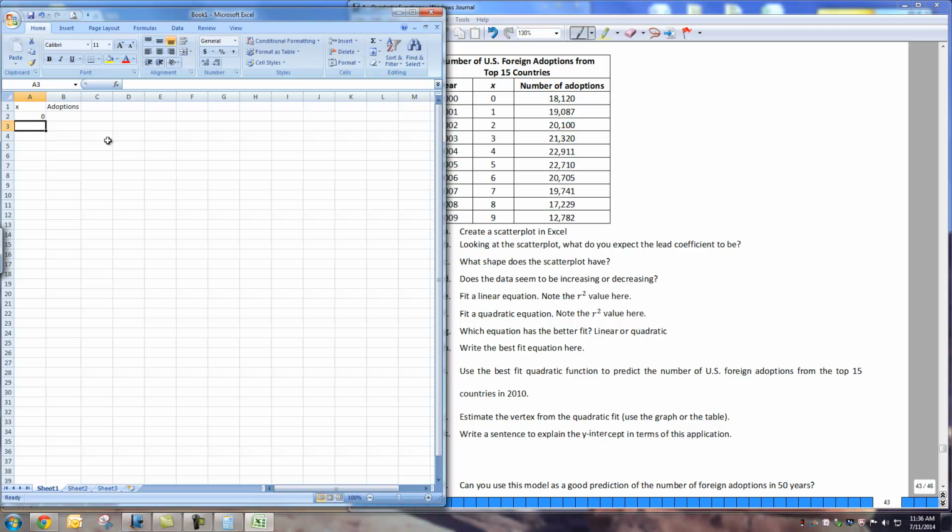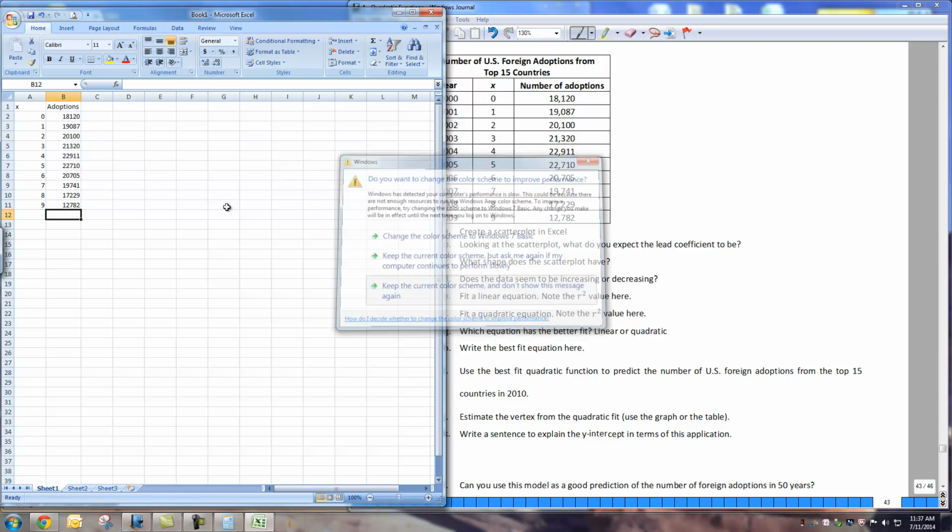So we have 0, 1, and that's my step size. It goes up by a year all the way out to 9. And then you want to actually type in those numbers. So 18,120, 19,087, 21,320, 22,911, 22,710, 20,705, 19,741, 17,229, 12,782. Enter. Now it says create a scatter plot in Excel.